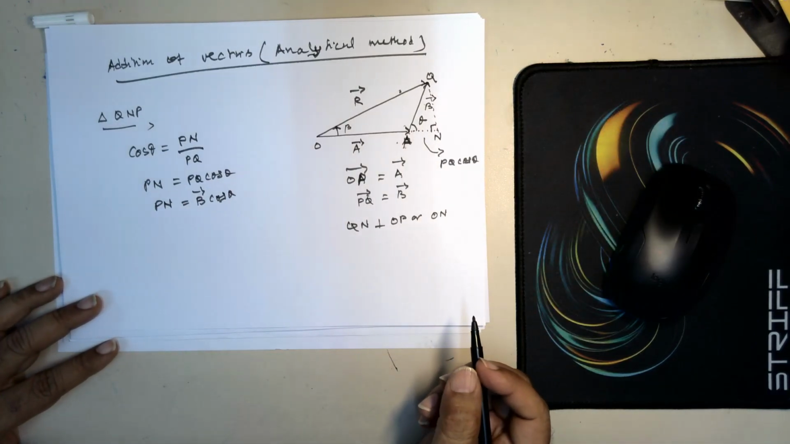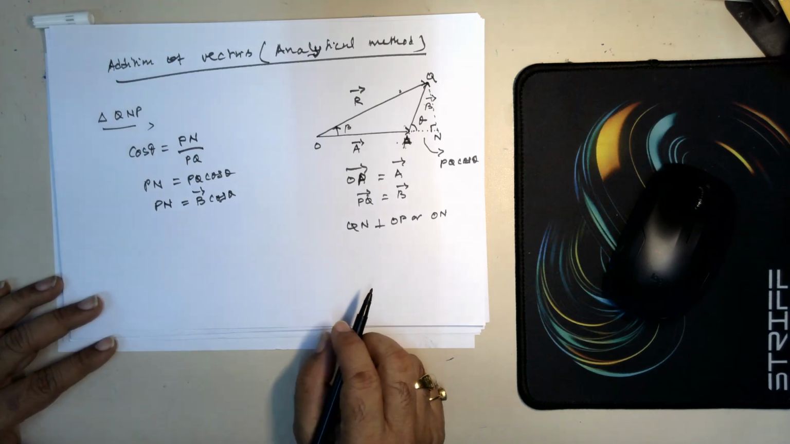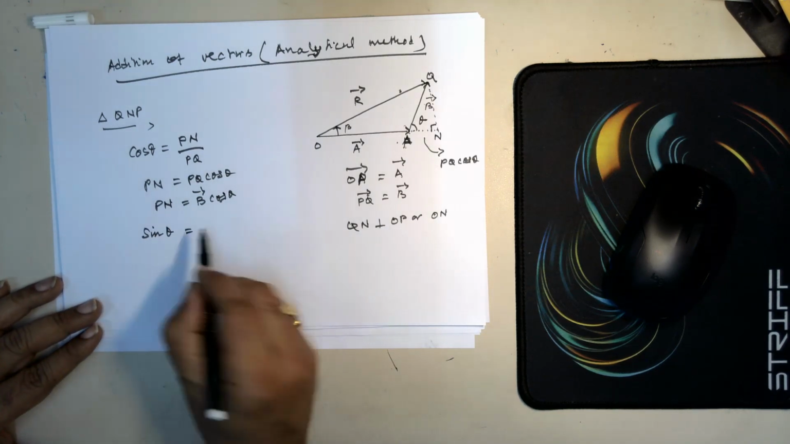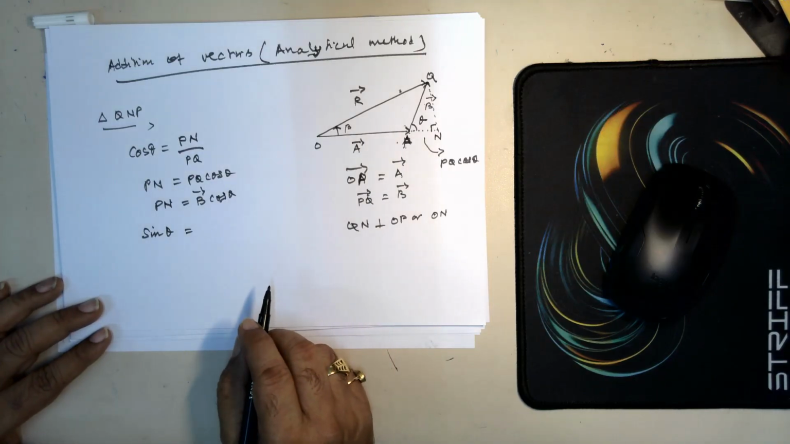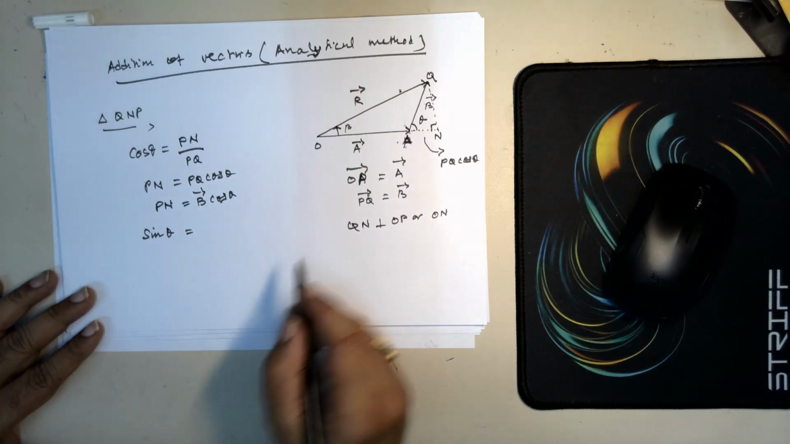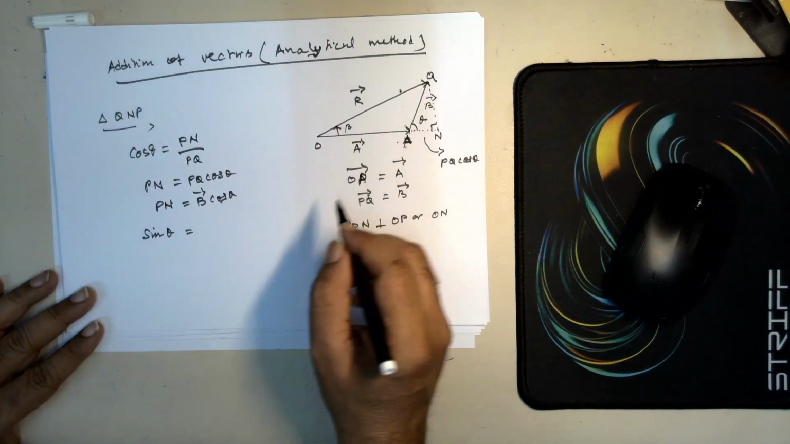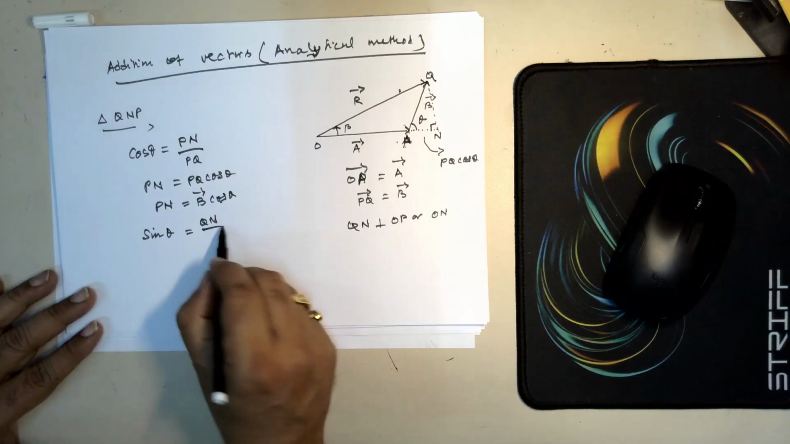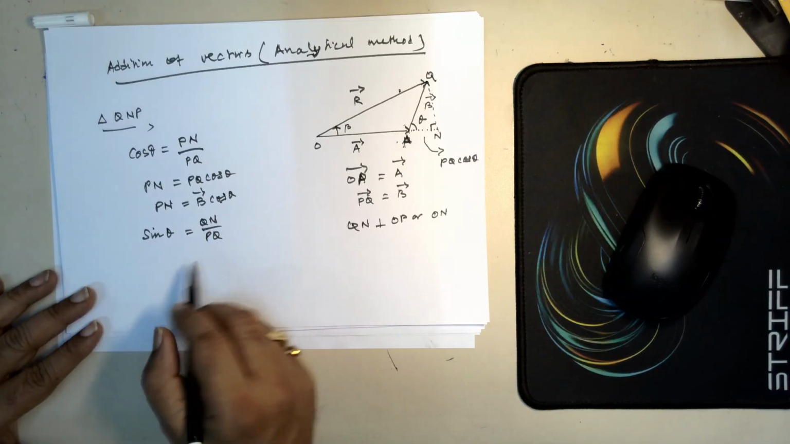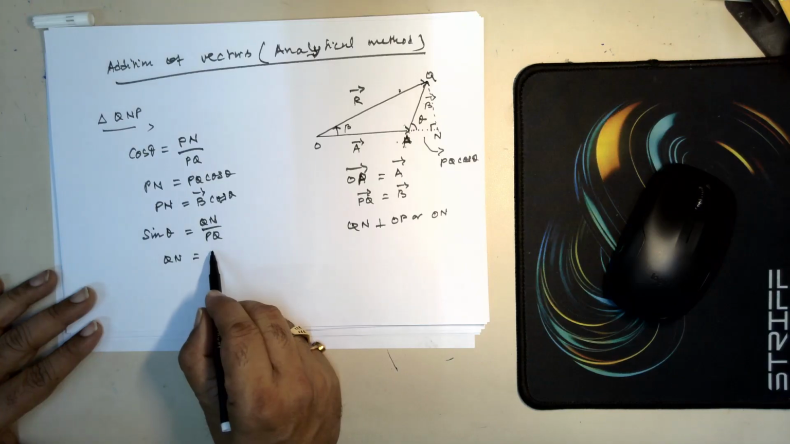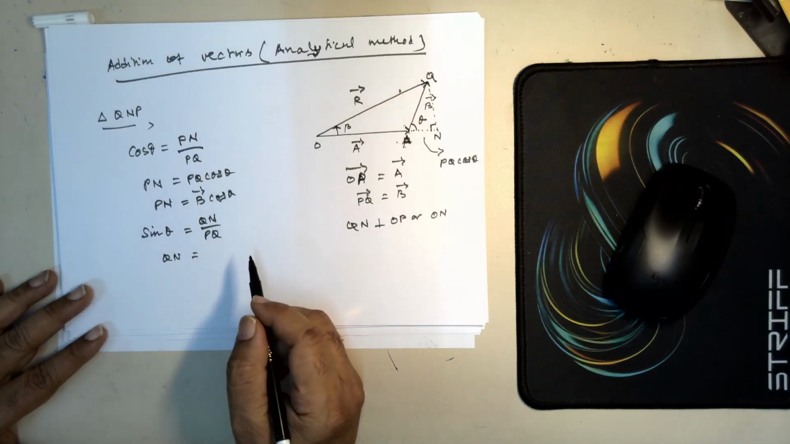Understand this? Then can you proceed with sine theta? Do it. Tell me what is sine theta: opposite by hypotenuse. So QN divided by PQ, right? And once again, what is QN here?